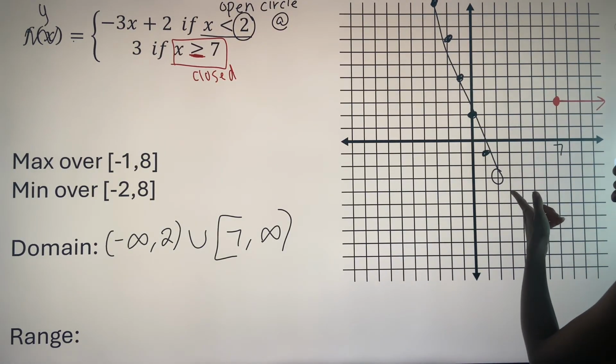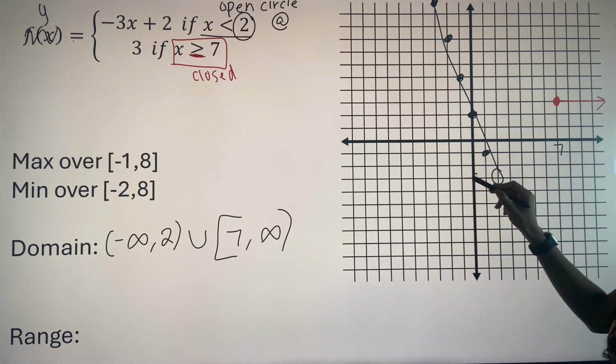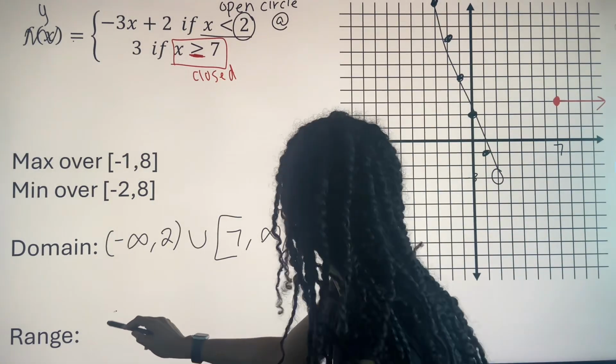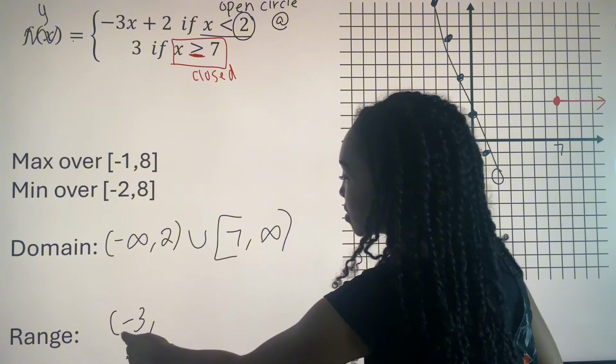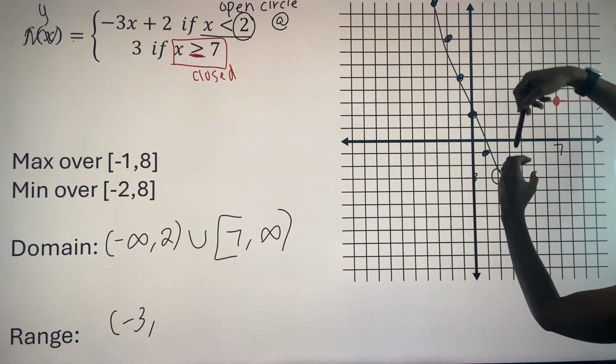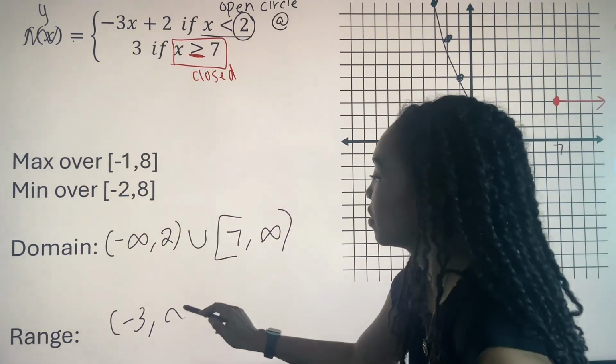Now your range, the very bottom is at -3. So the bottom is at -3, and that's a parenthesis because it's an open circle. And then it just goes on forever, infinity.